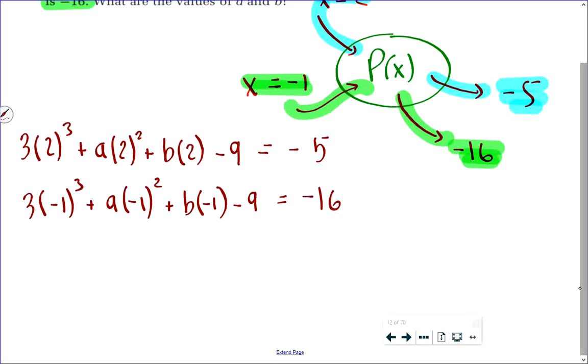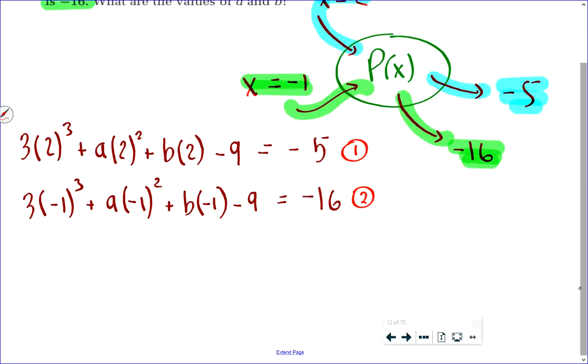Just to organize things for myself and for you, I'm going to call these equations 1 and 2. Most of the time, it turns out that you're going to use elimination to eliminate a variable. What that means is you're going to stack the equations so your A's are lined up and your B's are lined up. And if you add them, you get rid of the A's or you get rid of the B's.